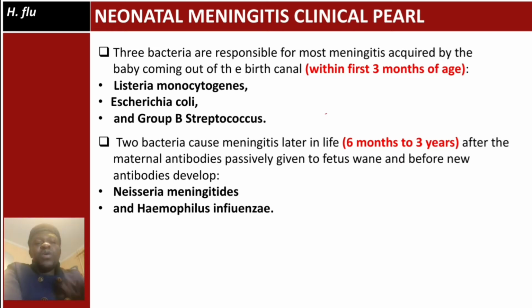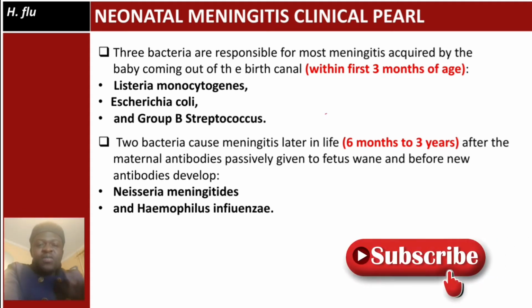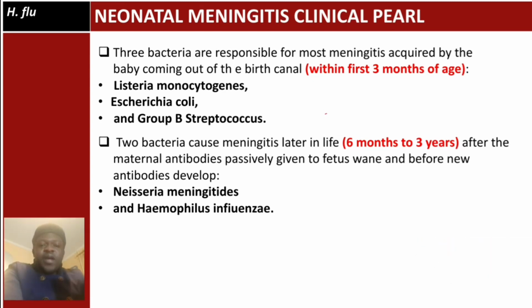So in conclusion, within the first 3 months, there are 3 bacteria which are usually responsible for neonatal meningitis. They include Listeria monocytogenes, E. coli, and group B streptococcus, right? And then within the period of 6 months to 3 years, before the new antibodies are formed, it's a window period. It's where the babies are susceptible to Neisseria meningitidis and Haemophilus influenzae, right? Cool.